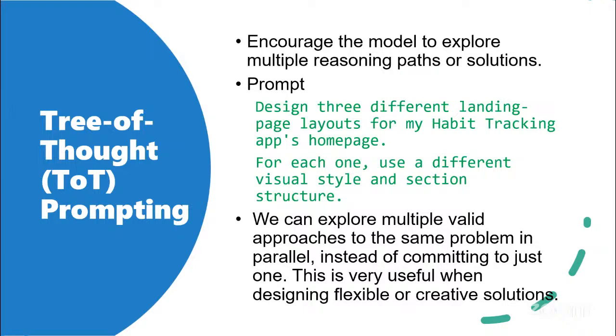So this is tree of thought, where you give it a prompt to create multiple branches and multiple alternatives. And we say for each one, use a different visual style and section structure, right? And we can be more elaborate about what we really want. We might say one will use a light theme, one will use a dark theme, one will use different colors, and see how it behaves. We can explore multiple valid approaches to the same problem in parallel using tree of thought prompting.